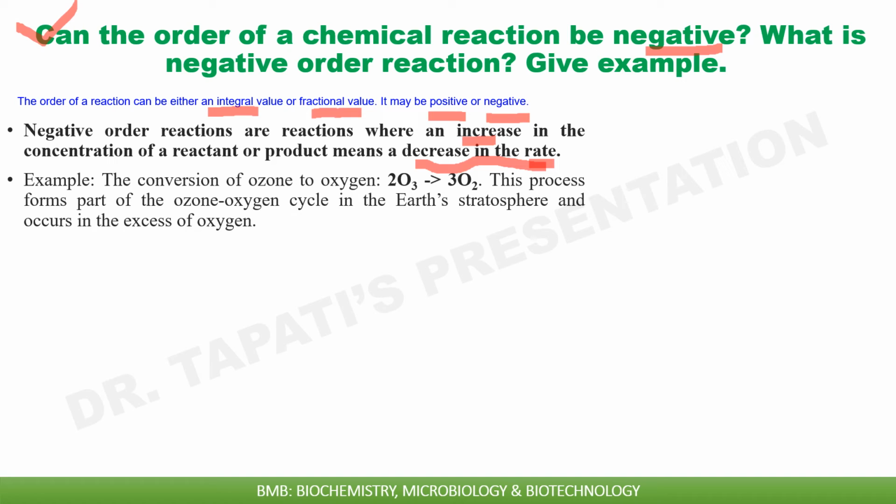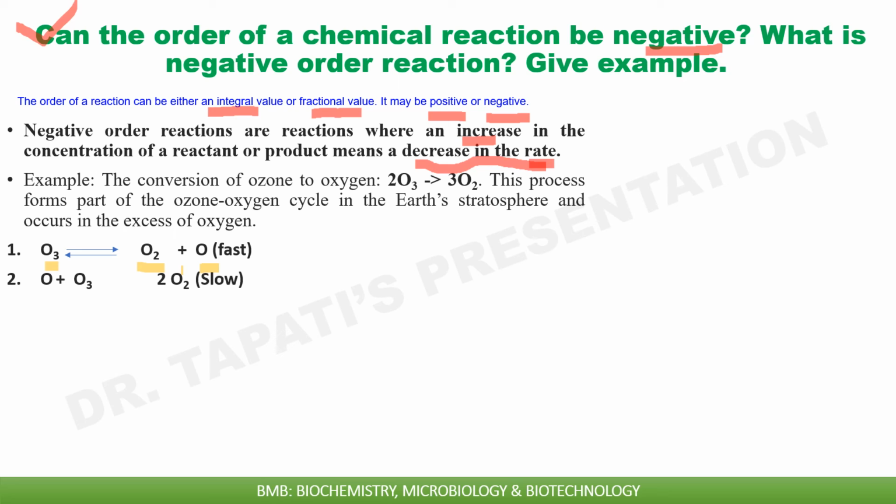Example, the conversion of ozone to oxygen, 2O3 to 3O2. This process forms part of the ozone-oxygen cycle in the Earth's stratosphere and occurs in the excess of oxygen. It occurs in presence of UVB rays from sun. There are two steps involved in this process. First step is conversion of O3 to O2 plus O. This is the first step.